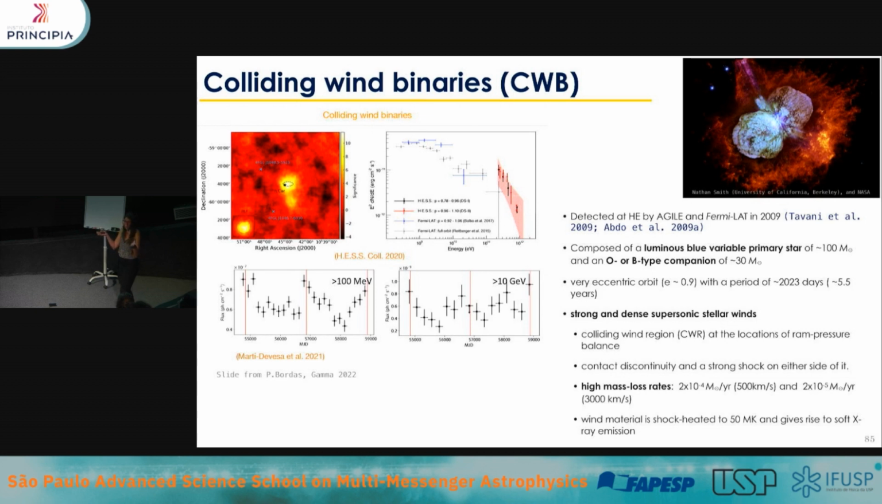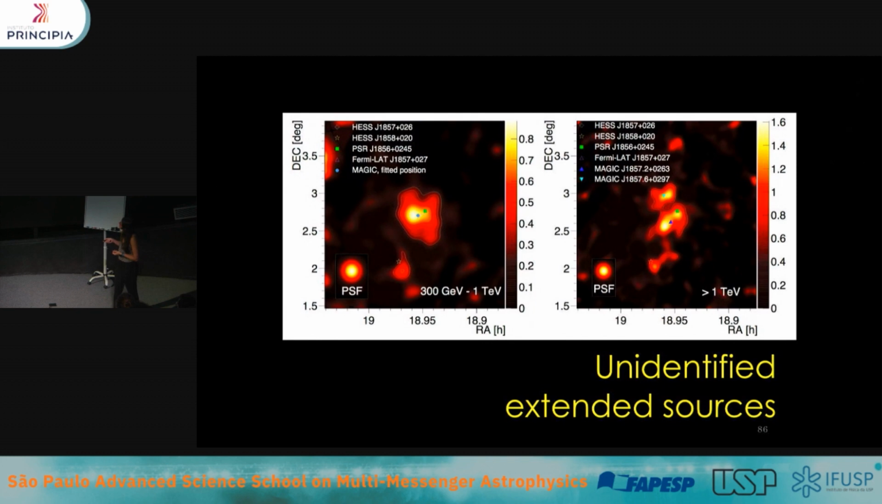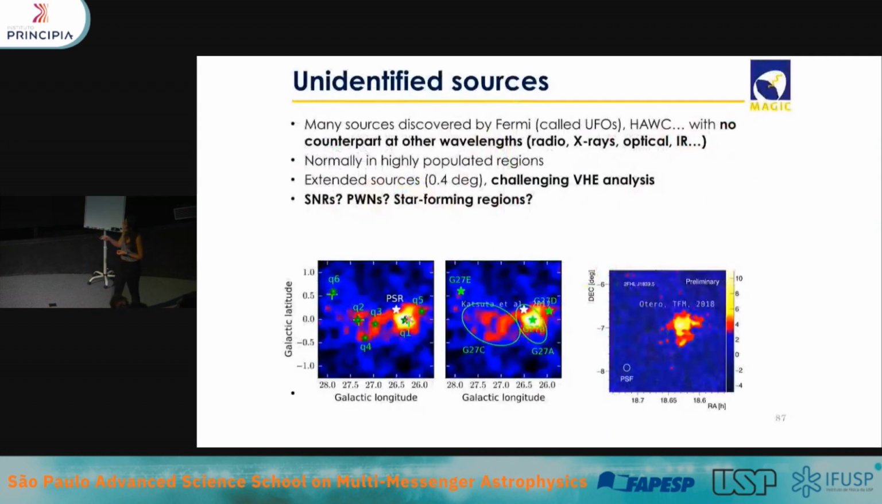Which is actually two bright stars, just a luminous blue variable and an O or B type companion. It's just because of their strong winds and that the material is heated, and it's where you have the gamma ray emission. And then, of course, we have a lot of unidentified sources, because there are regions in which you have source confusion. As I was telling you yesterday, most likely supernova remnants, pulsar wind nebulae, maybe star forming regions.